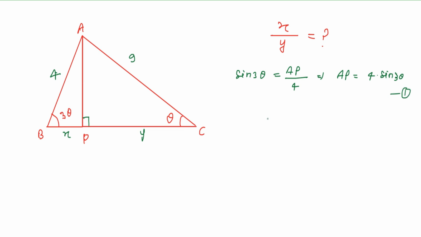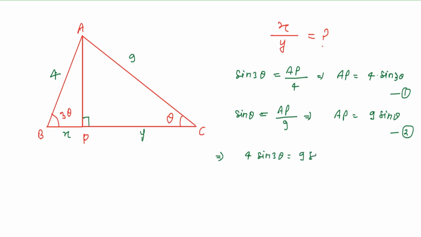Similarly, in triangle ACP if we apply the sine ratio, sine theta is equal to perpendicular, that is AP, divided by hypotenuse, that is AC, and its value is 9. So from here we can write AP is equal to 9 sine theta. Let's call it equation number 2. So from equation number 1 and 2 we can compare the values of AP. So from here we can write 4 times sine 3 theta is equal to 9 times sine theta.